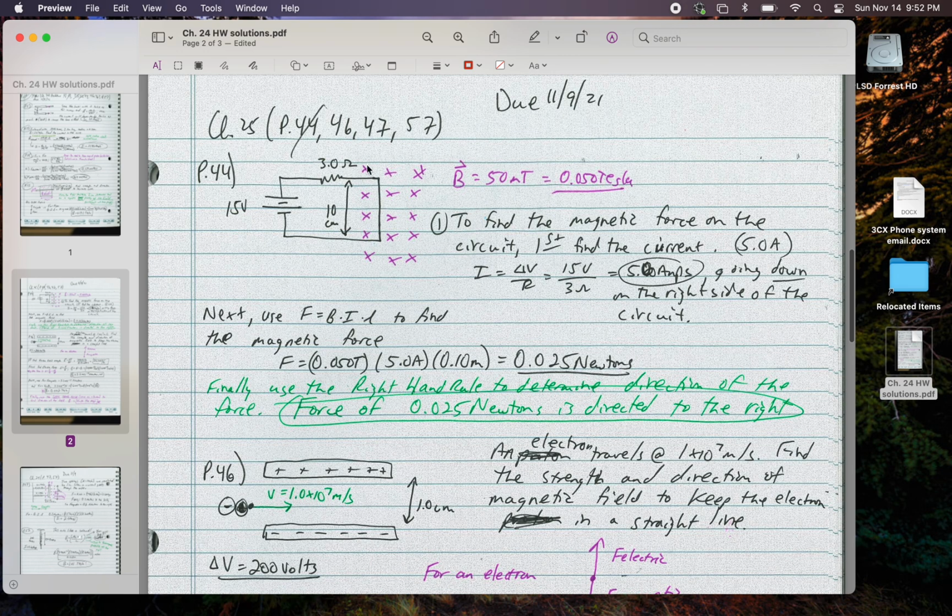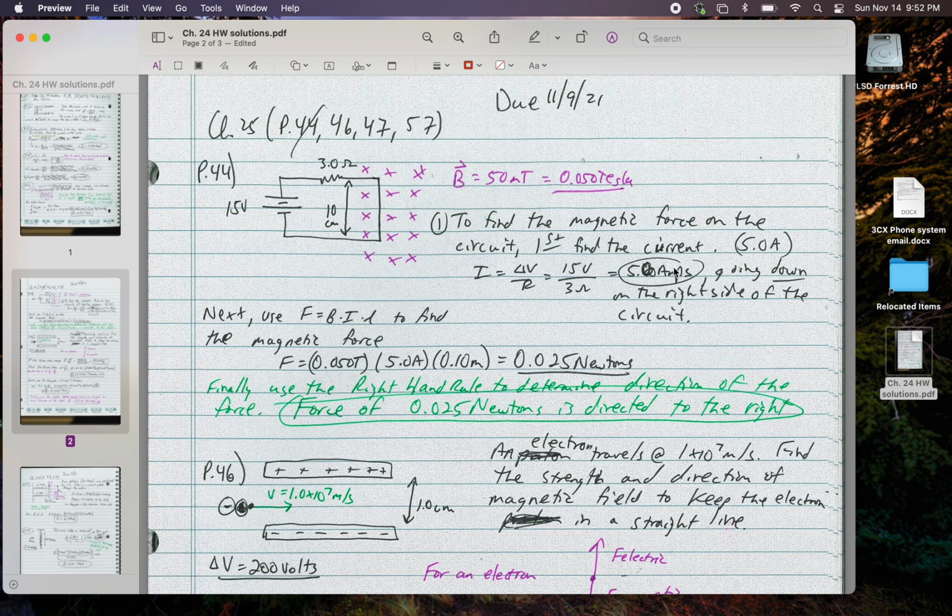For problem 44, we have this area, which is in the magnetic field, field strength of 50 millitesla, or 0.050 Tesla. To find the magnetic force, we need to find the current. Well, that's 15 volts divided by 3 ohms, so that's 5 amps. That's going to be going down the right side. So if conventional current is going down, and the field is into the page, the force is going to be to the right.